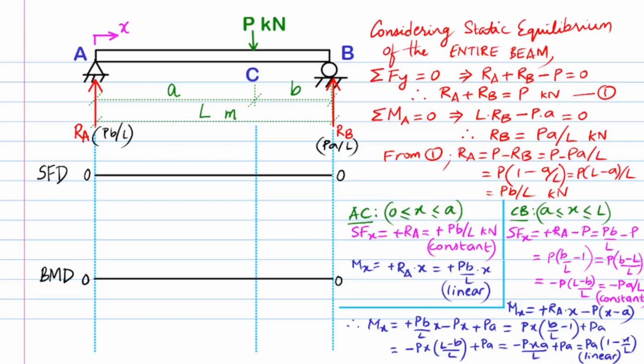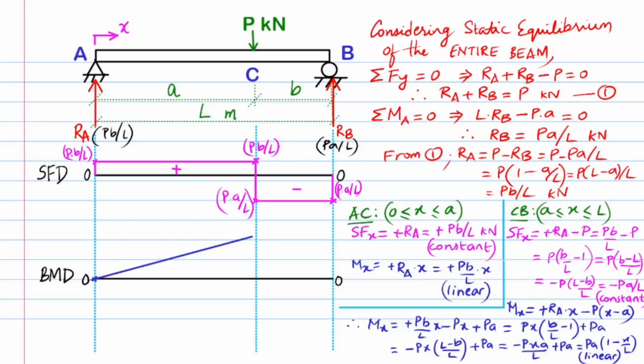We apply the limits of the range of values of x to the equations for these regions and plot the values in the shear force and bending moment diagrams. The shear force is seen to vary from a constant value of plus P times B over L kilonewtons for the first part separated by the point load to another constant value of minus P times A over L for the latter part. The bending moment is seen to vary linearly from zero values at the support ends to reach a maximum value of plus P times A times B over L kilonewton meter, indicating a sagging moment that tries to bend the beam downwards.